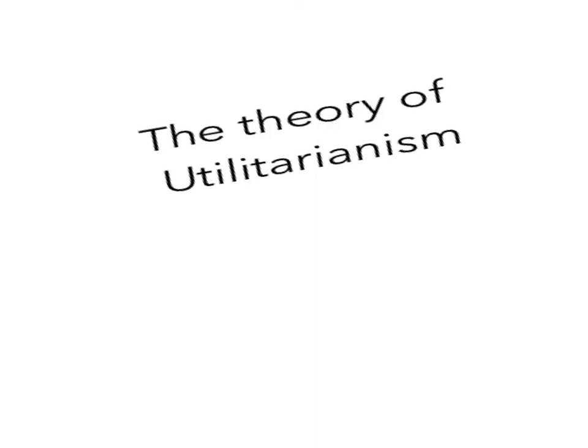Jeremy Bentham and John Stuart Mill were the main people that came up with this theory. They believed that an action is right if it leads to happiness, and it was wrong if it led to the opposite. And it was an effort to just answer the question, what ought a man to do?